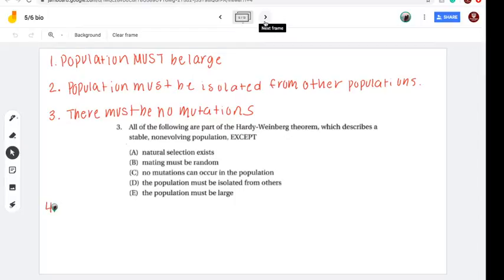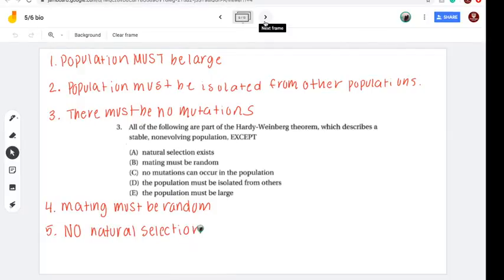Fourthly, mating must be random. If individuals select mates, then those individuals who are better fit will have a reproductive advantage. And lastly, there must be no natural selection. There cannot be natural selection since this causes changes in relative frequencies of alleles in a gene pool.